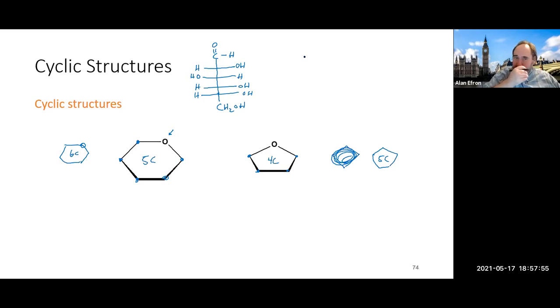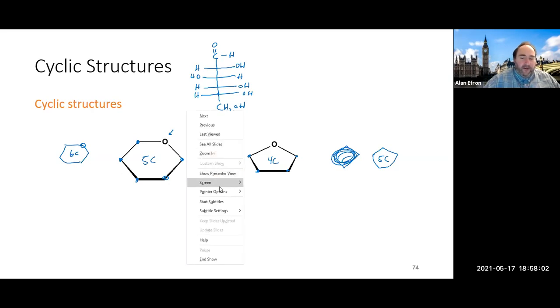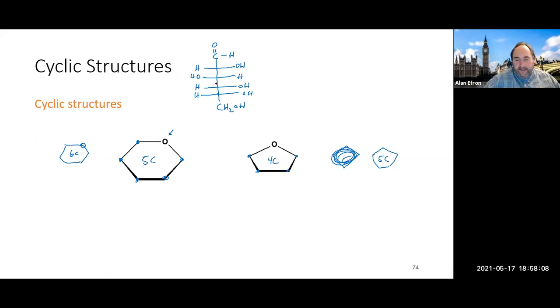Now, how do we know how it all works? And how do we know which one we should draw? Well, the first thing that's going to happen is this is carbon 1, this is carbon 2, this is carbon 3, this is carbon 4, this is carbon 5, this is carbon 6. So that last chiral carbon will come up and attack the carbon-oxygen double bond.